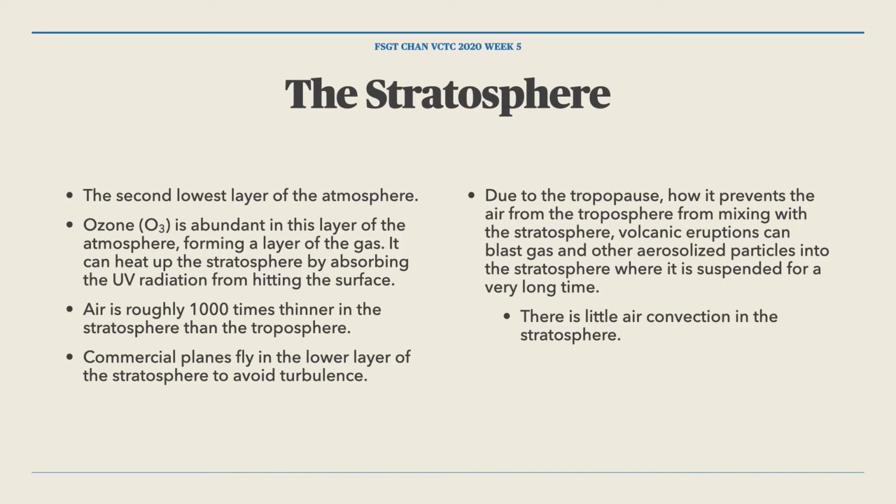Once again, commercial planes fly in the lower layer of the stratosphere to avoid turbulence. Due to the tropopause preventing the air from the troposphere mixing with the stratosphere, volcanic eruptions, which send gas and other aerosolized particles into the stratosphere, can see them suspended there for a very long time. There is also little air convection in the stratosphere since there are not a lot of temperature changes. Everything's pretty still and it can't really mix with the layer underneath, so there's little movement of the air up there.